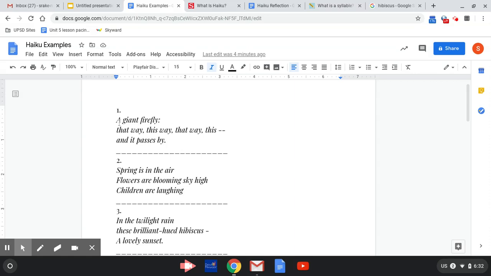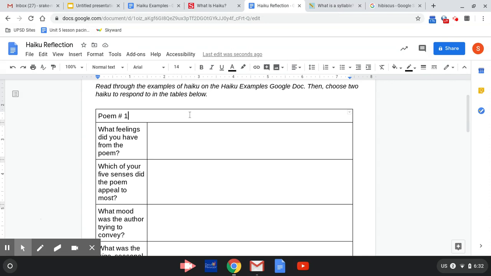So this is really just conveying one very particular moment, right? You can almost imagine just sitting there as this giant firefly is kind of zigging and zagging its way past you, and then boom, it's gone. So this is just describing one moment. So I'm going to go back to my reflection. What feelings did you have from the poem?